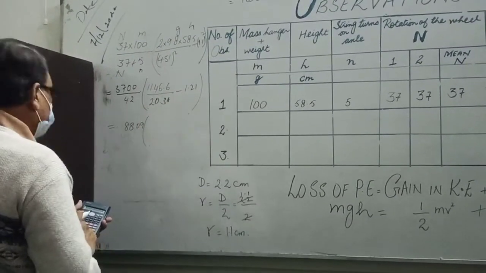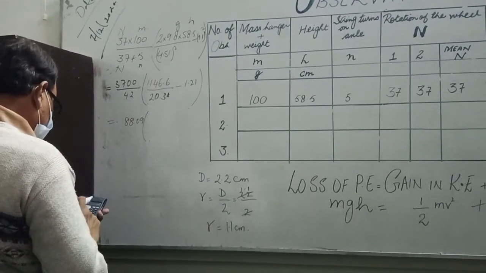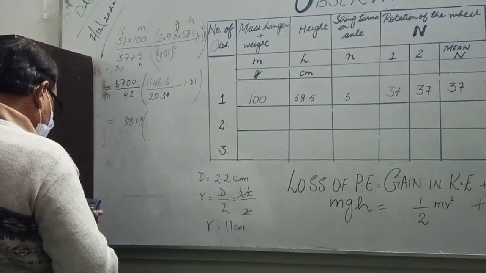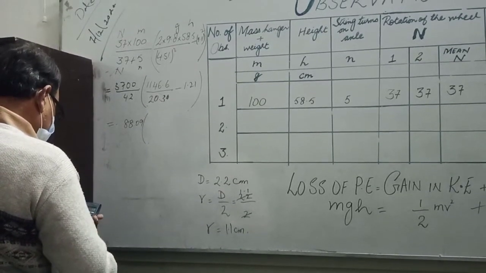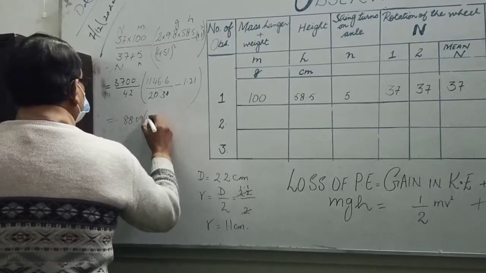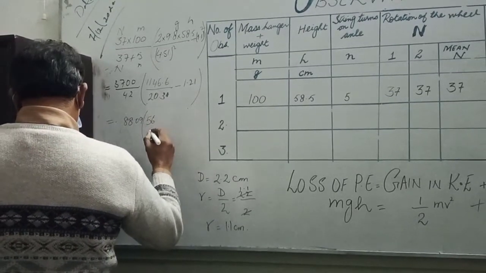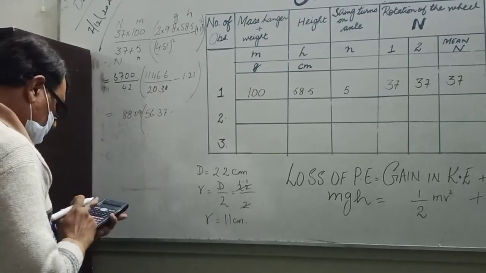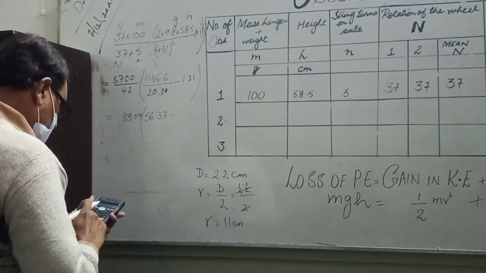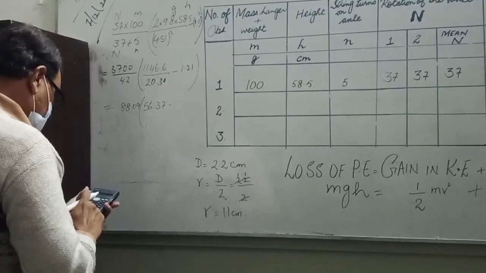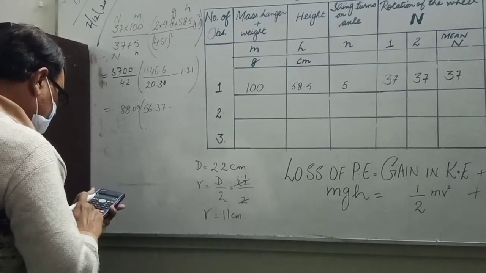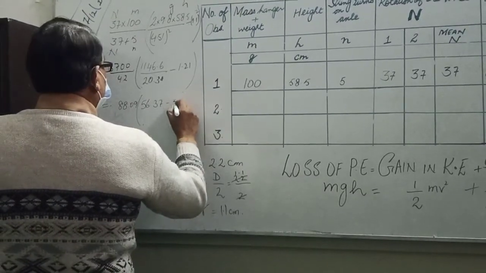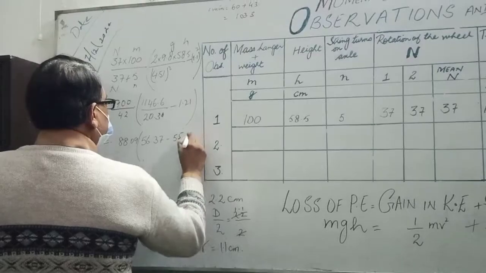And in the bracket, 1146.6 divided by 20.34, we got the value 56.37 minus 1.21. That would become 55.16.